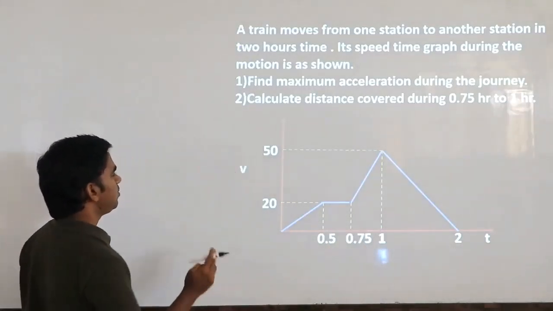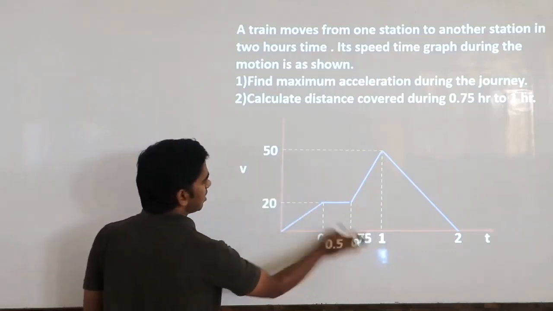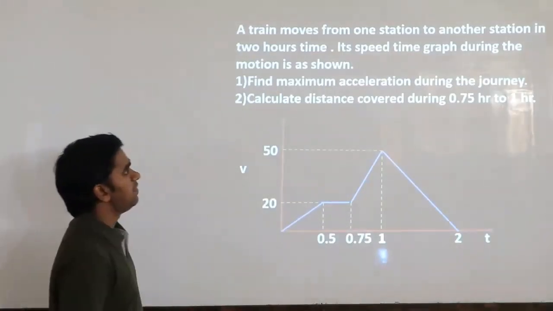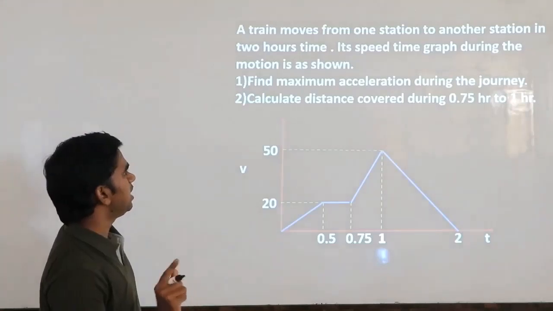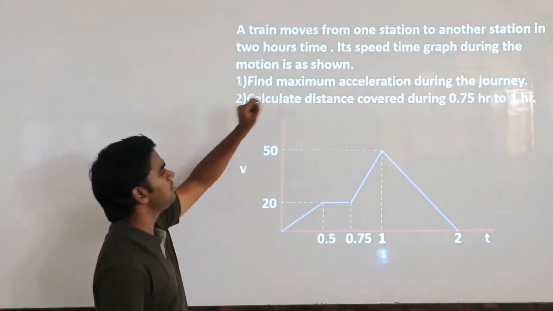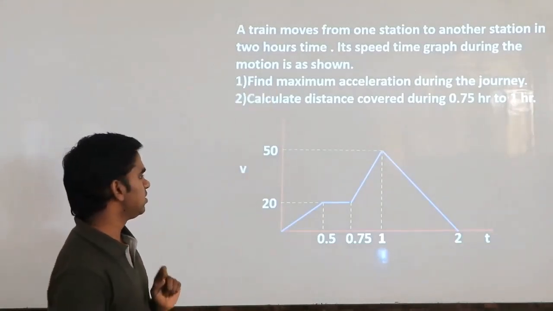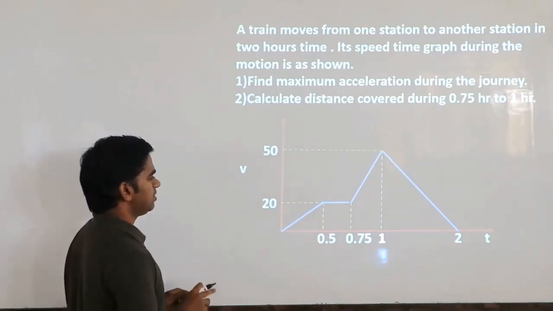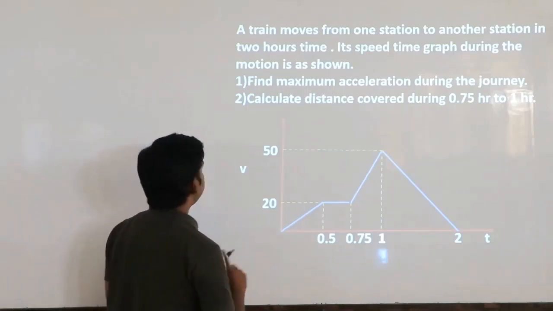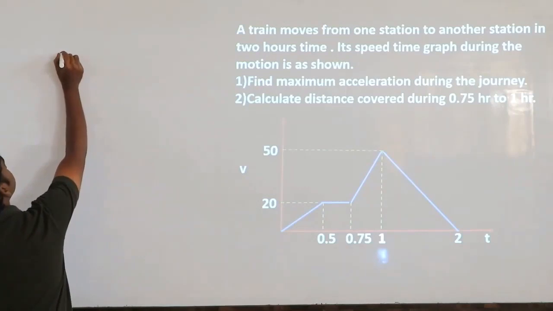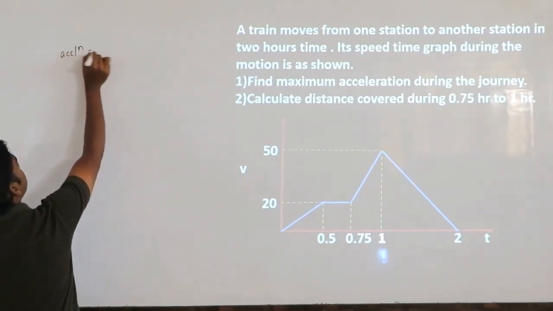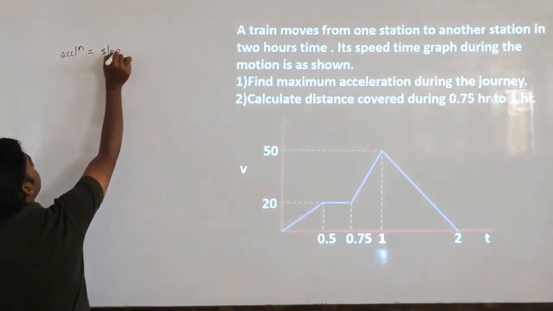Okay. So what have they given? They have given a velocity-time graph or speed-time graph. They are asking the first question, acceleration. Not only acceleration, they are asking for maximum acceleration. Why are they mentioning maximum acceleration? How can we get acceleration? You can get acceleration with the help of slope.